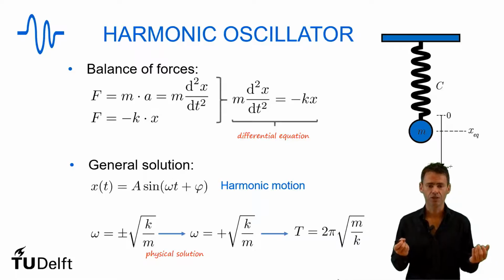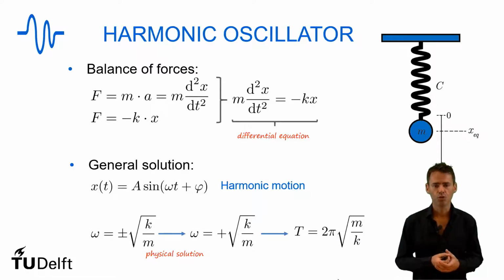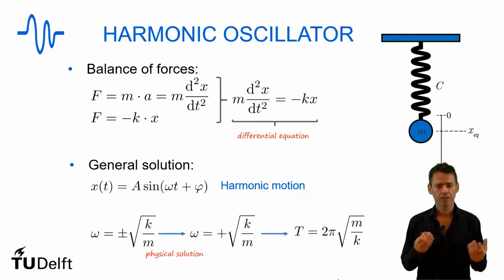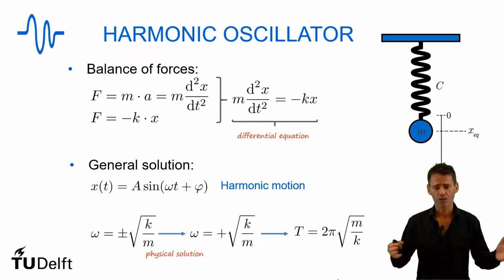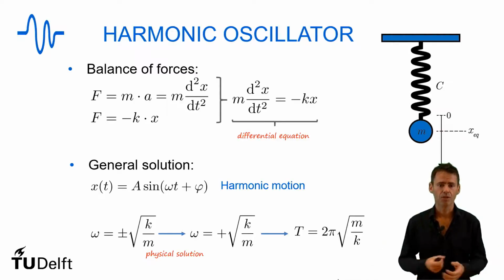From this we can find the oscillation time. T is 2 pi square root m over k. So from this you can already see that if I have a large mass, I get a long oscillation time. But also, if I have a weak spring, I also get a long oscillation time.